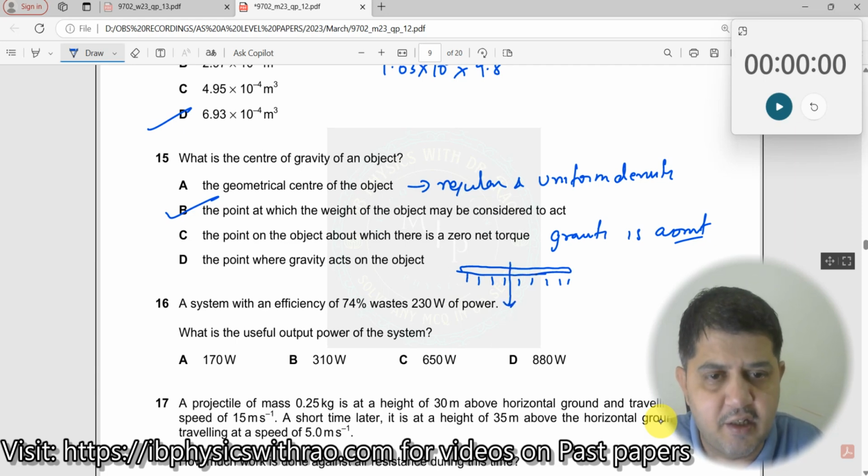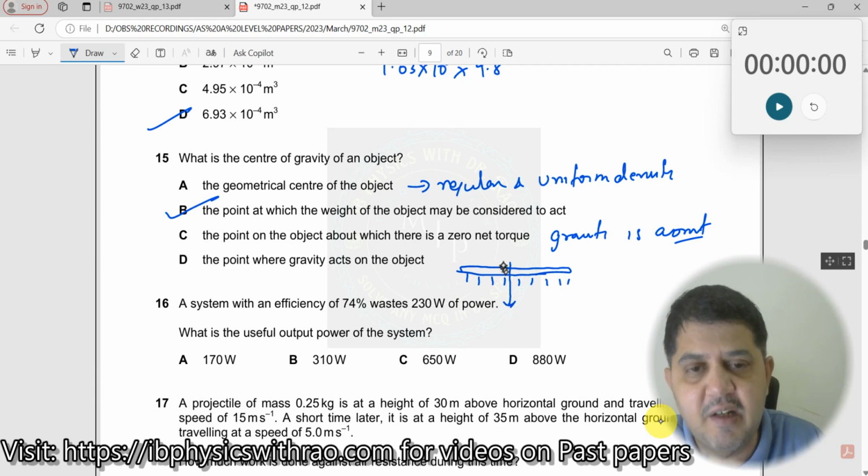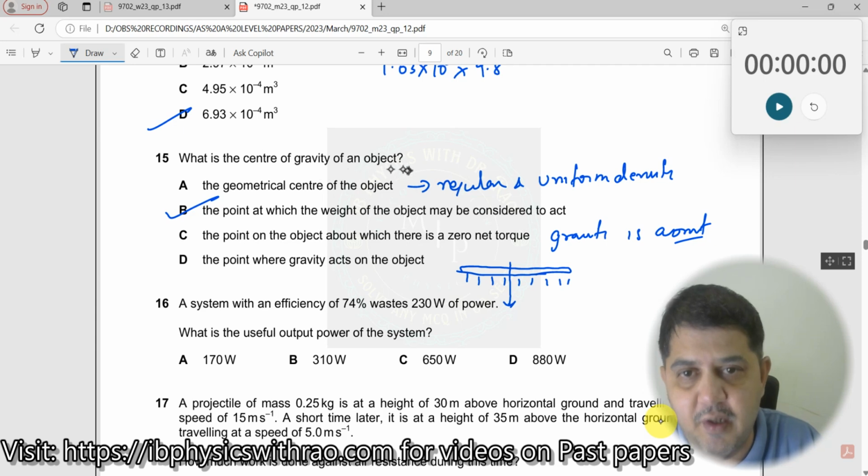It is acting at the center, and there what we do is we add all of this up and finally we give a resultant vector. The resultant vector passes through that point. That's what we call the center of gravity of an object. So, therefore, this definition is also incorrect. B is the right answer.